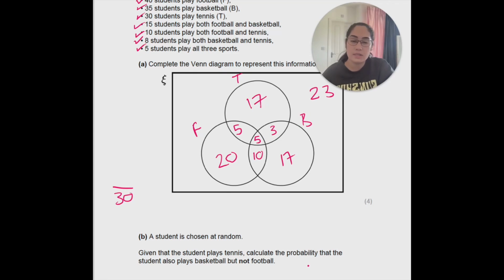And then we're looking at students that play tennis as well as basketball, but not football. So anything that involves the circle for football is not going to be included. So that is just 3 that play tennis and basketball, but not football. So it's 3 over 30, which is equal to 1 out of 10 for this question.